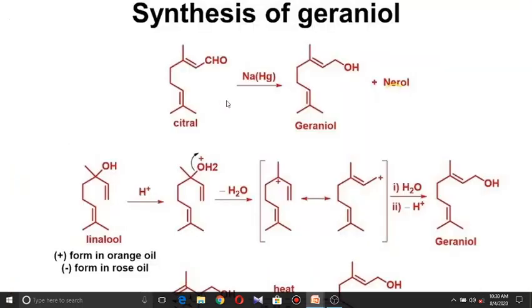As we come to the synthesis of geraniol, the first synthesis is from citral. On reduction with sodium amalgam, it yields geraniol, plus small amounts of nerol. The second synthesis is from linalool. It's a laboratory synthesis. Linalool is also an acyclic monoterpenoid, bearing a tertiary alcoholic group. In the presence of acid, it undergoes carbocation rearrangement and ultimately converts into geraniol.